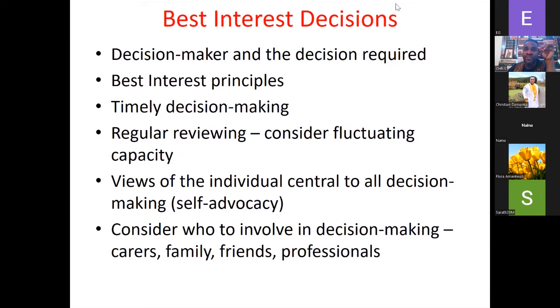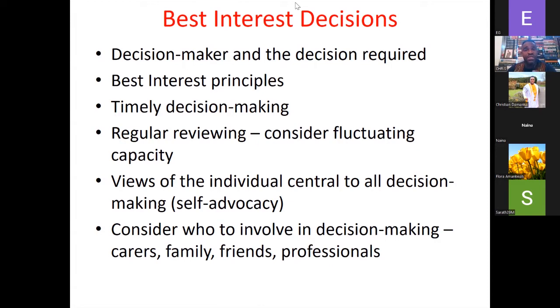Right? We talked about best interest decisions and best interest principles in our previous lesson, but we're going to cover some parts of it again today. So when we talk about best interest decisions, we are talking about decisions that are made in consideration of, one, the wishes, the likes, and the preferences of the individual.